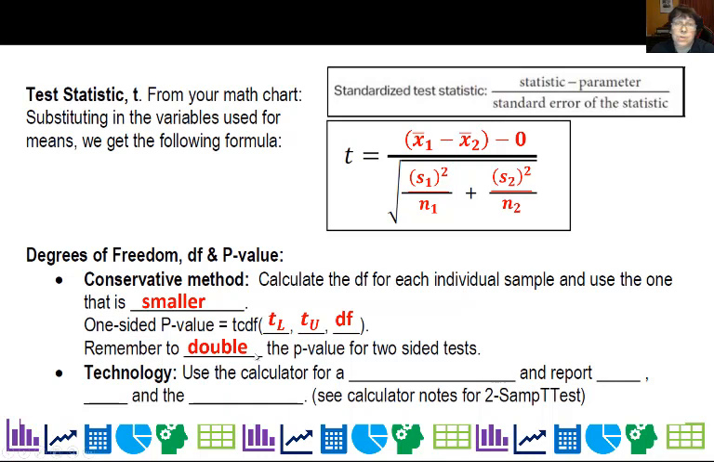Then the other way you can do it, and honestly it's much faster, is use a calculator for a 2-SampTTest. Still write down what we were writing as a name. You need to report degrees of freedom, t, and the p-value.